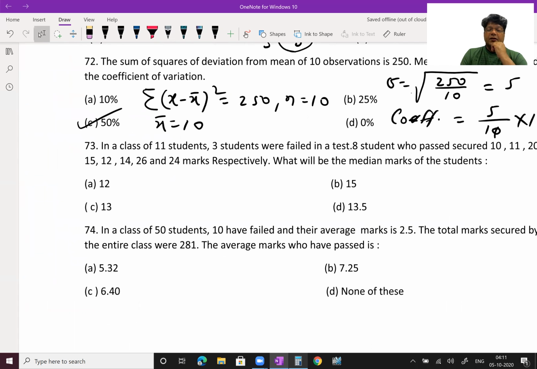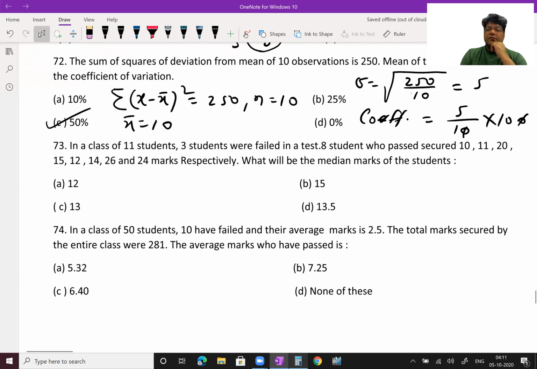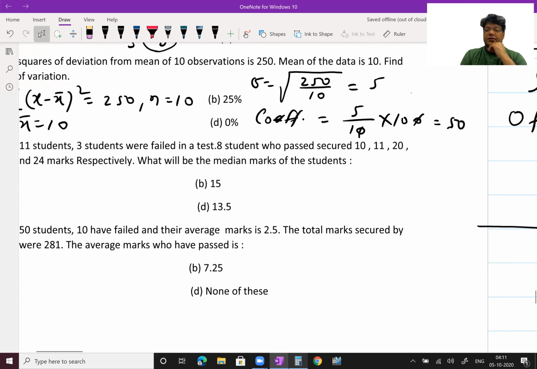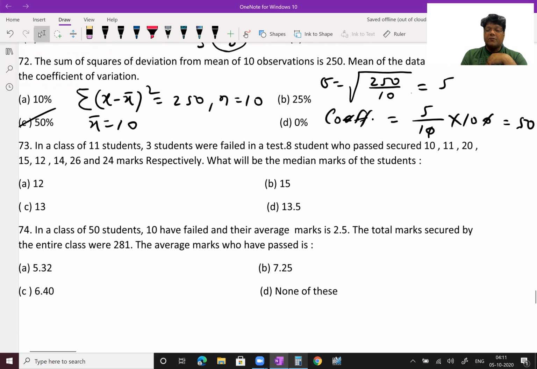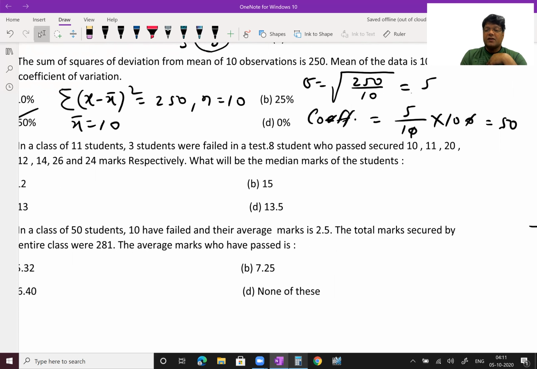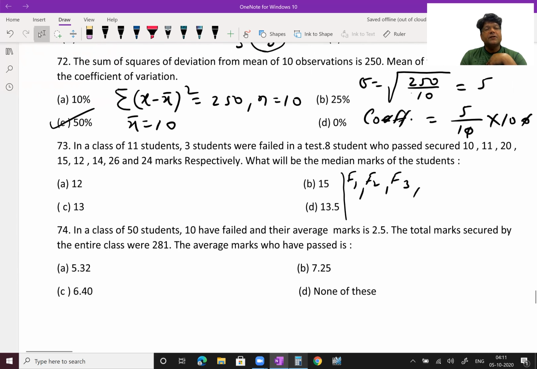In a class of 11 students, 3 students failed in a test. 8 students who passed, they got this. What will be the median marks of the students? Good question, guys. To find out median, what you have to do? You have to arrange in ascending order. So ascending order arranging means first the failure students will come: first failure, second failure, third failure. And then who will come? These students who have passed, in increasing order.